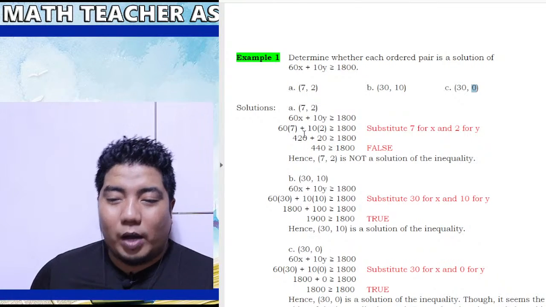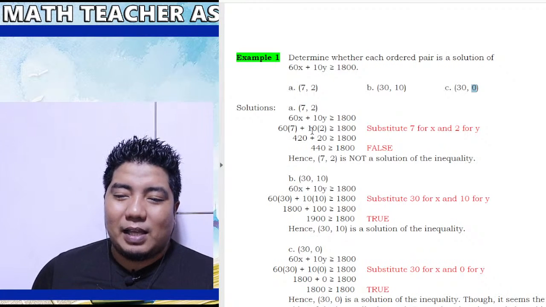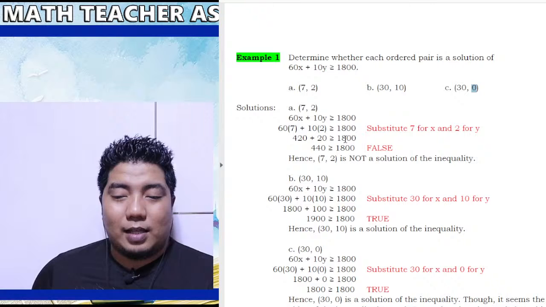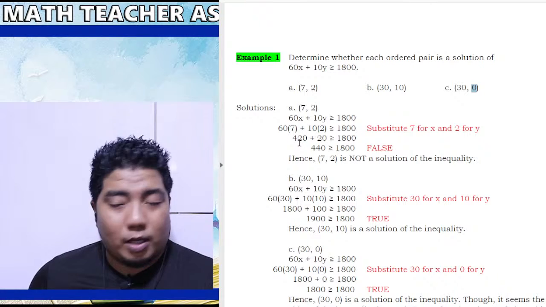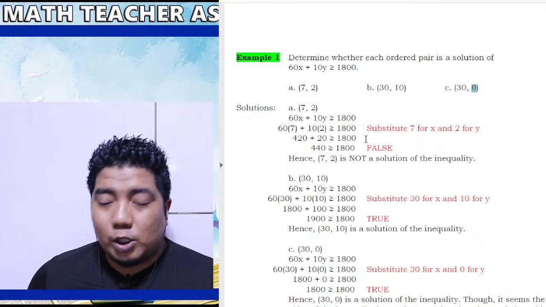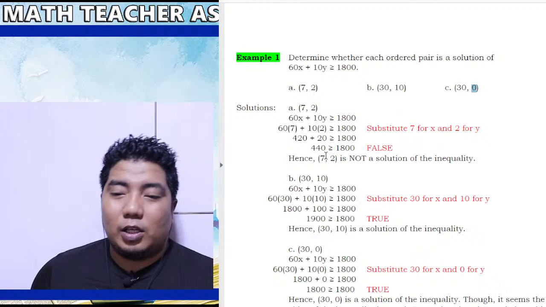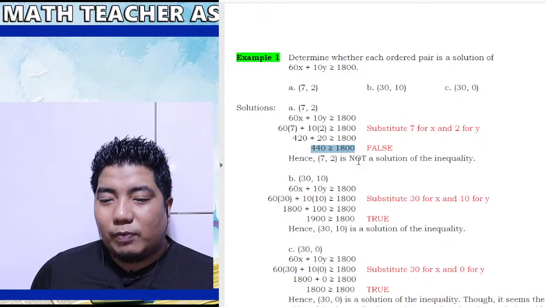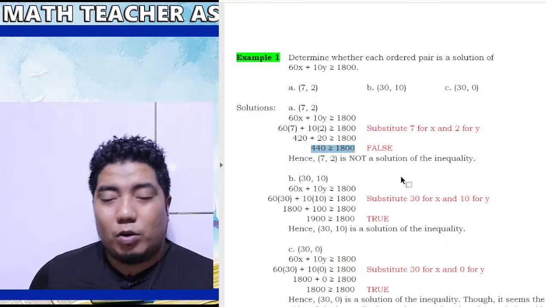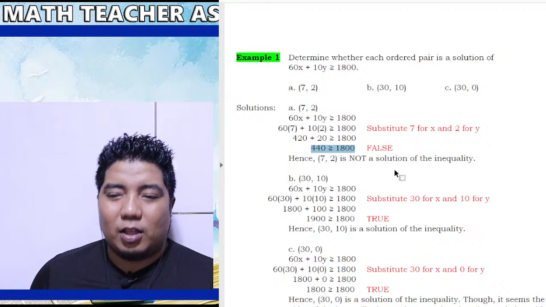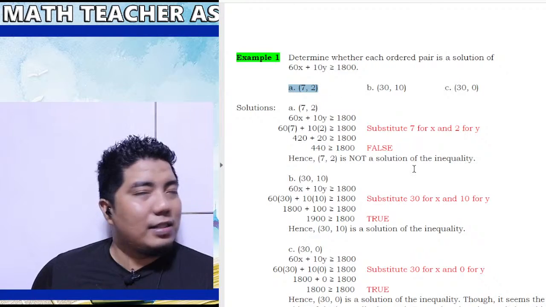Okay, so for example, if we have 7, 2, we substitute the 7 for x and we substitute the 2 for y. So we have here 60 times 7 plus 10 times 2 is greater than or equal to 1,800. So we have 60 times 7, that is 420. 10 times 2, that is 20. So 420 plus 20, that is 440. So the question is, is 440 greater than or equal to 1,800? Okay, so this is a false statement. So therefore, letter A is not an answer.